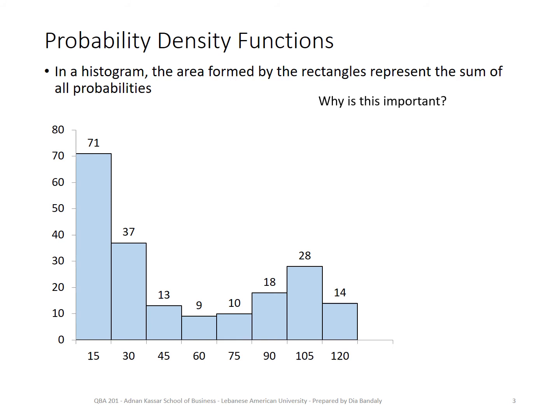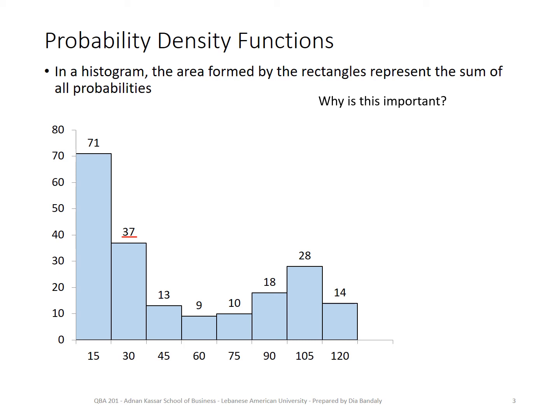Okay, so why was it very important for us to use areas as probabilities? Look at this histogram. I could ask you the question, what's the probability that you will observe a bill between 15 and 30? And then you will answer it's equal to 37 over 200, right? Because this is the number of observations in this class.